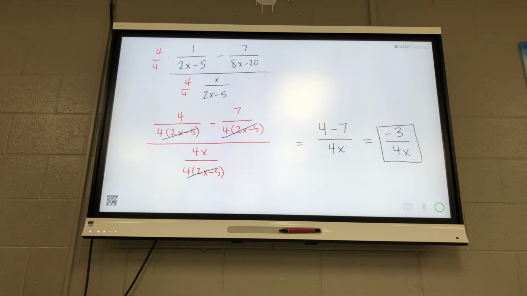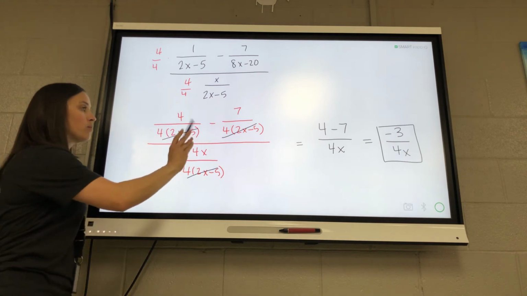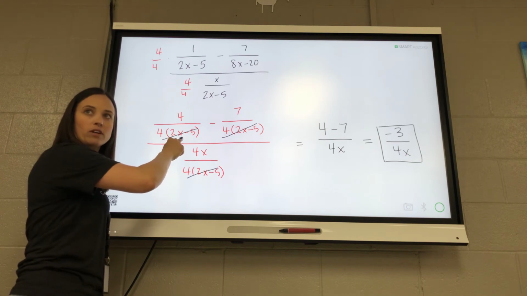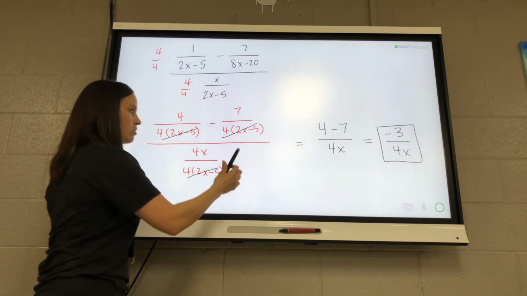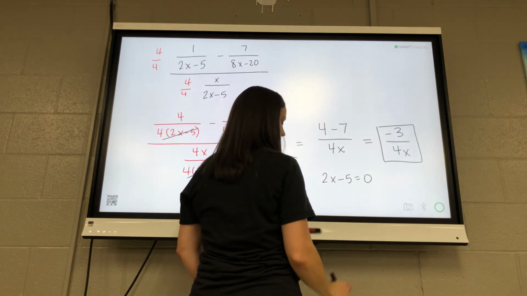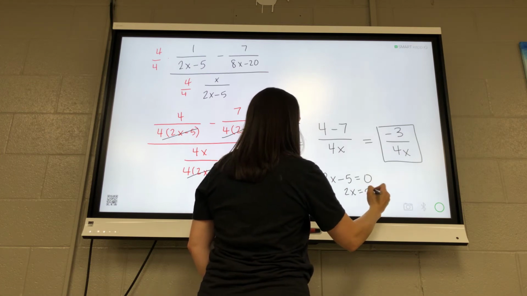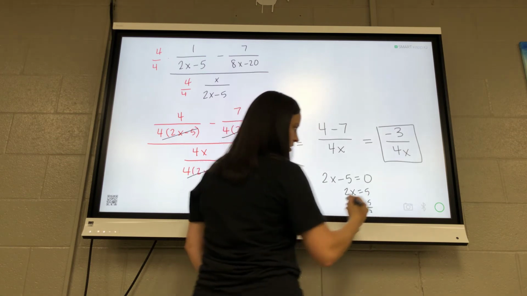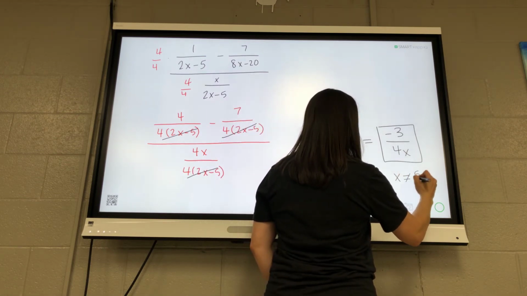Nice. Alright, do we have any restrictions? That's the biggest one. On that one problem, what just canceled? Our 2x minus 5, right? That included variables that canceled. So we're going to find our restriction by saying 2x minus 5 equals 0. 2x equals 5, x equals 5 halves. So our restriction is x cannot equal 5 halves.